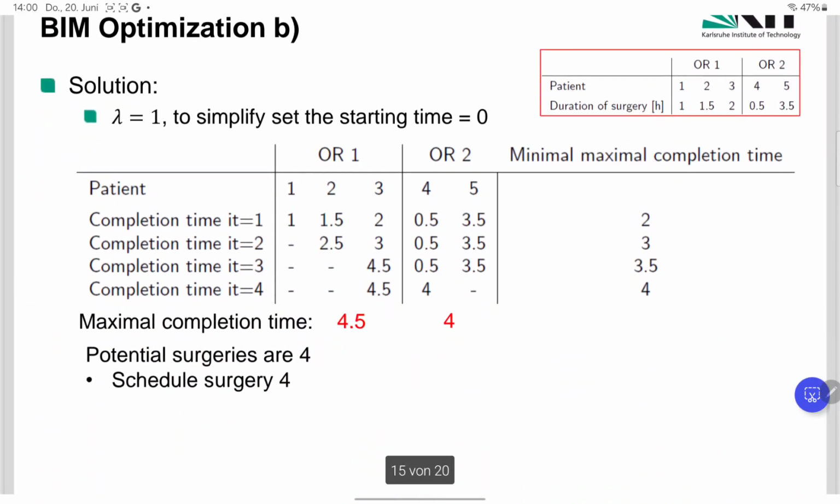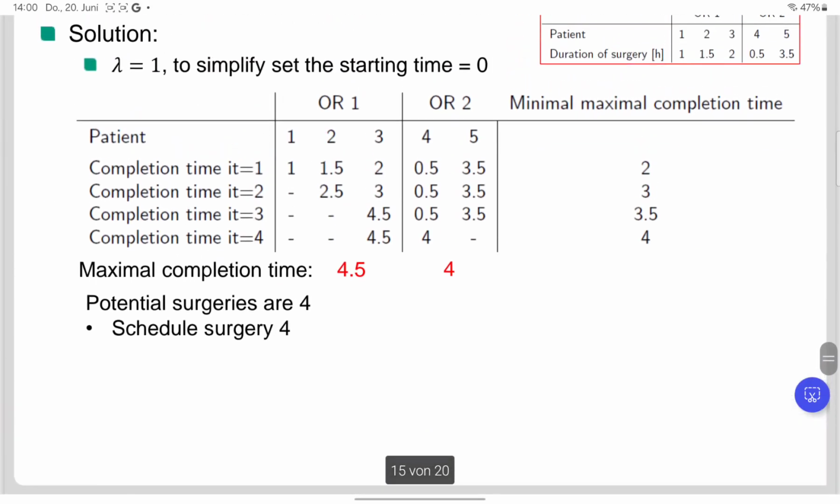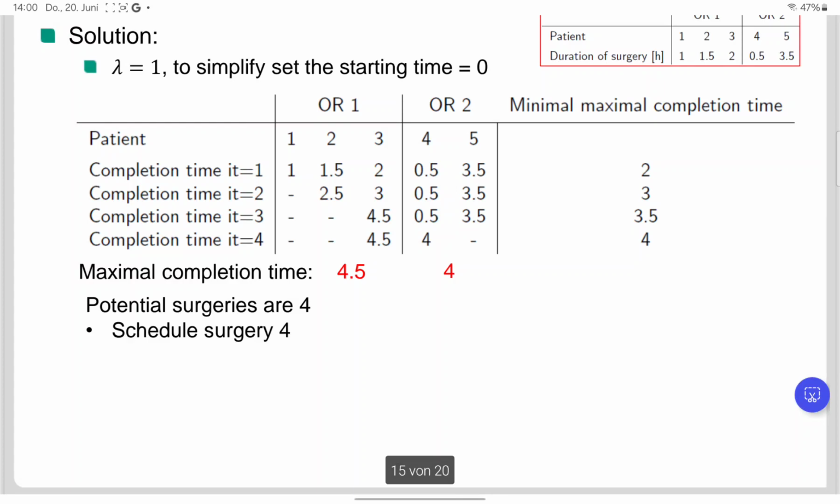Okay, and then the last one is, obviously, let me go to this one. So this is basically the last step. We have again the maximum completion time of 4.5 and 4, but we can only assign patient 4, because the third patient would exceed this minimal maximum completion time of 4. This is why we can only schedule patient 4 next.